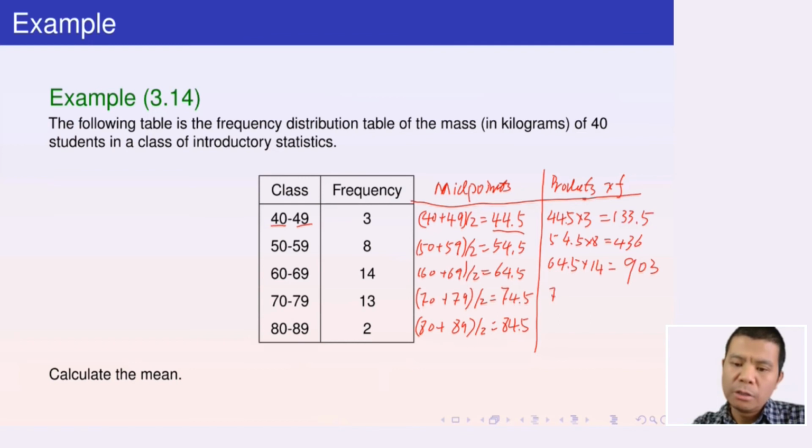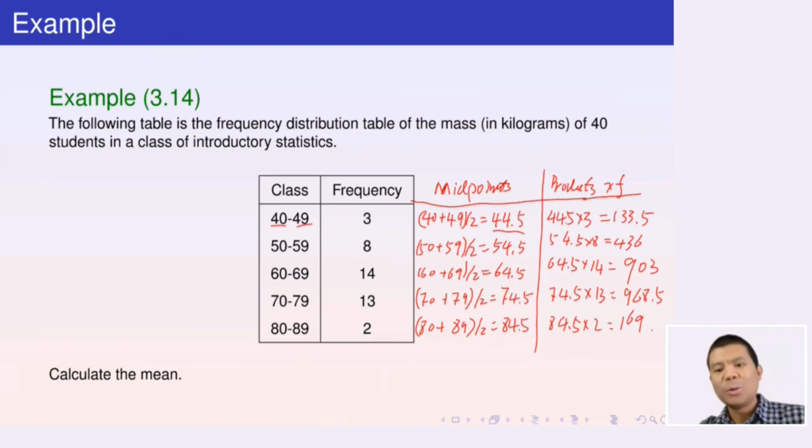And 74.5 times 13, this is 968.5. And finally, 84.5 times 2, so 169. So we got all the products now. Now, what do we do next?